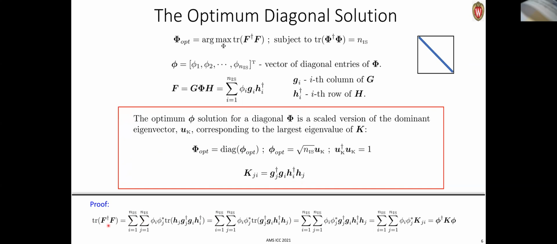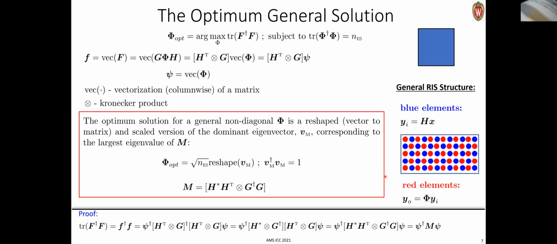The proof follows from the fact that the trace, if you expand it out, takes this double summation, and then you change the order of entries in the trace. These become scalars, and eventually we get this quadratic form in this matrix K. So the dominant eigenvector maximizes the trace.